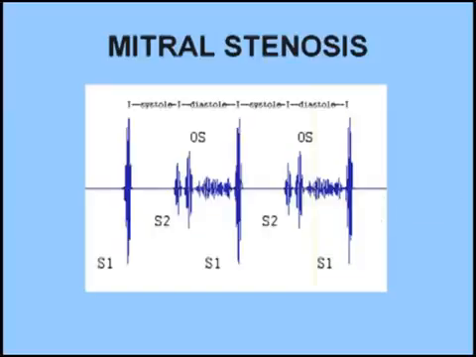When a patient's heart rate is above 90 beats per minute, the diastolic murmur of mitral stenosis can be confused with a systolic murmur because systole and diastole are nearly equal in duration. One way to avoid this pitfall is to simultaneously palpate the carotid pulse to establish the onset of systole.